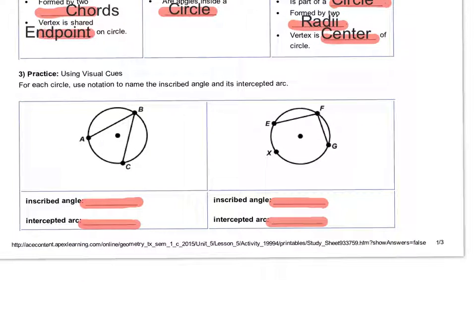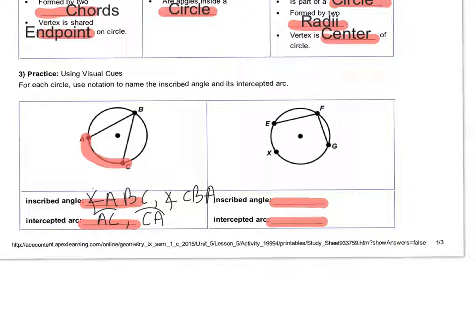Now, for each, we're going to use notation to name the inscribed angle and its intercepted arc. So our inscribed angle on our first example would be angle ABC or angle CBA. And the intercepted arc created by that angle is arc AC, which happens to be minor, or arc CA with a little curve above it.